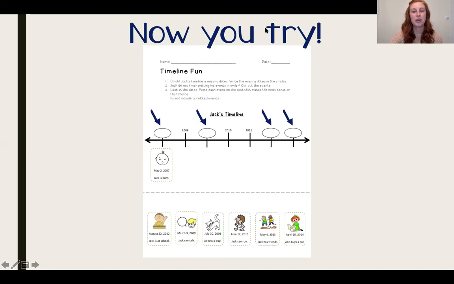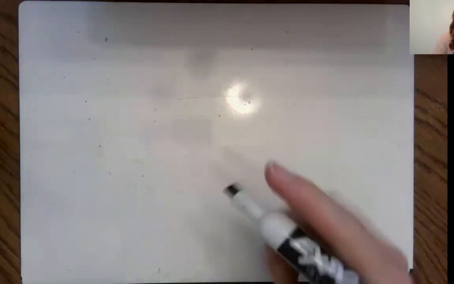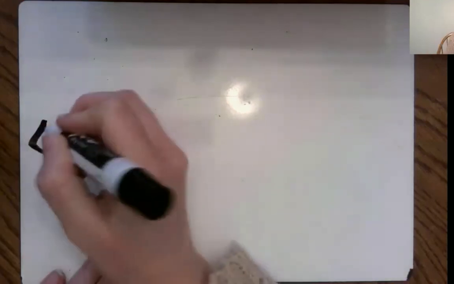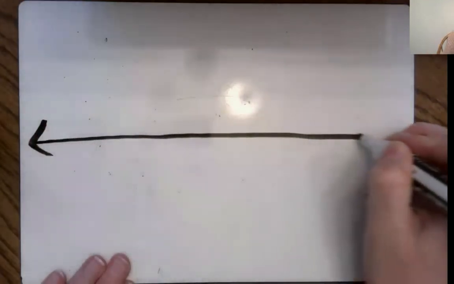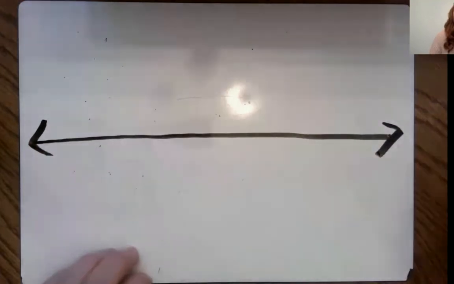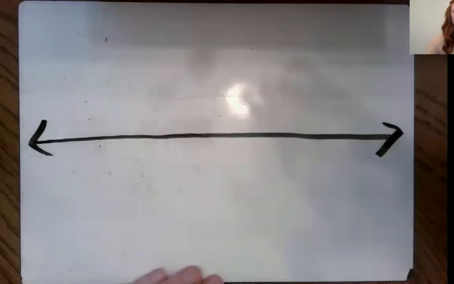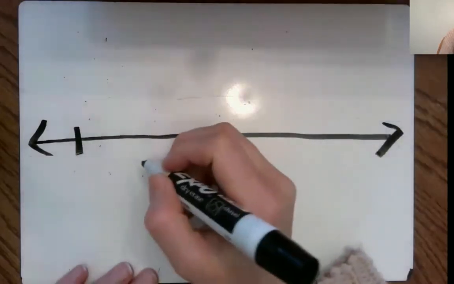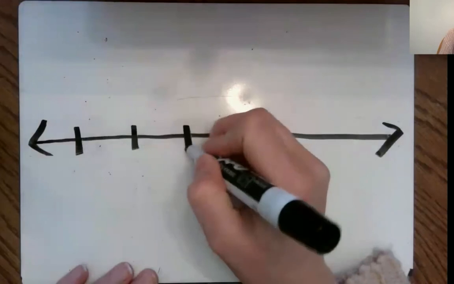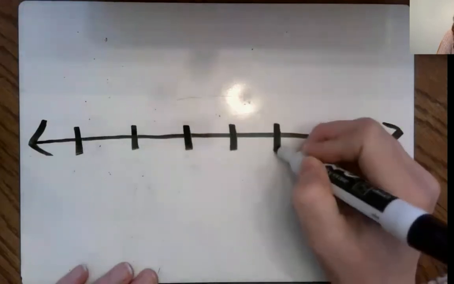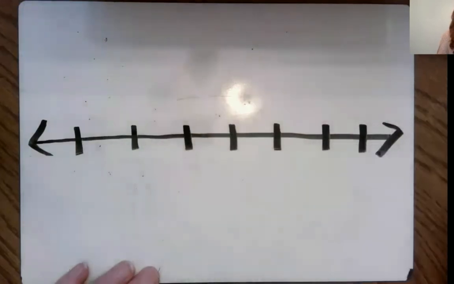So I'm going to show you how you could do this if you don't have a piece of paper. All right, friends, if you don't have a printer at your house like I don't, you can do this on a piece of paper or on a dry erase board. So first you need to draw your line, your timeline, and remember it looks just like a number line. And then Jack had 1, 2, 3, 4, 5, 6, 7 lines.